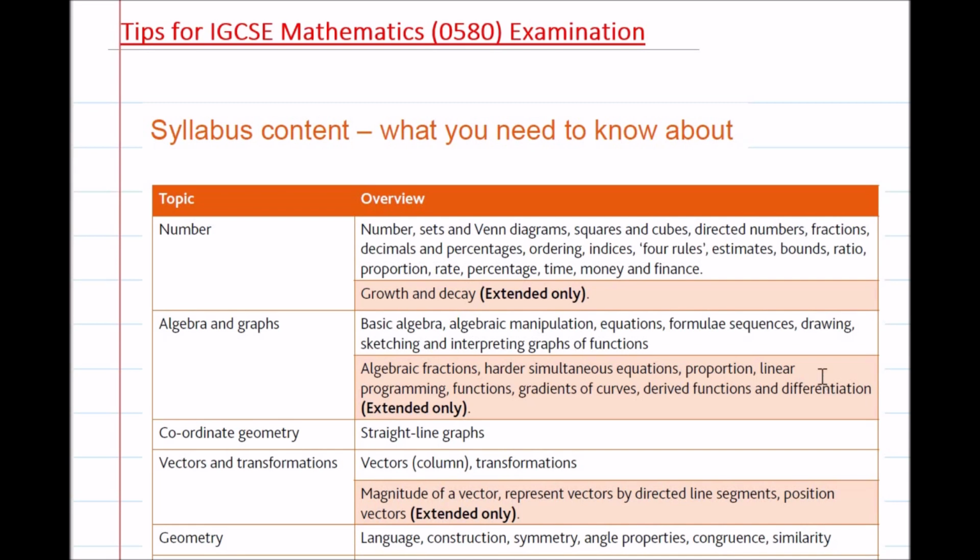Hello, welcome to Mathways. In this video, I have chosen an important topic for you, especially those who are going to appear in the board exam. The topic is Tips for IGCSE Mathematics 0580 examination.